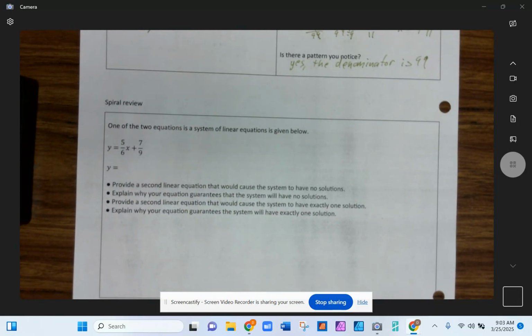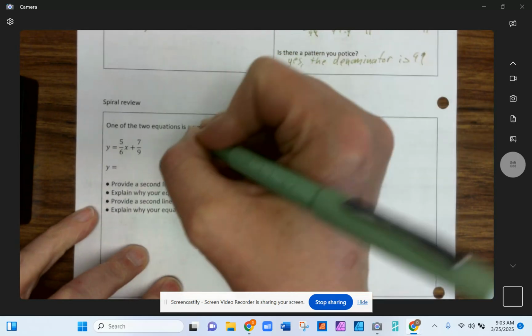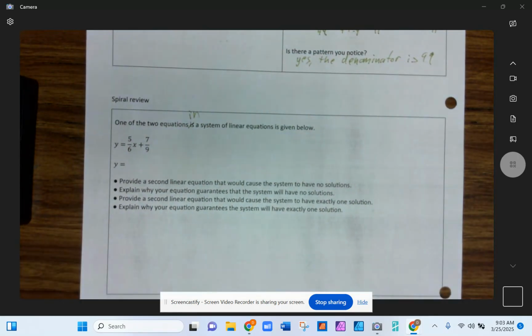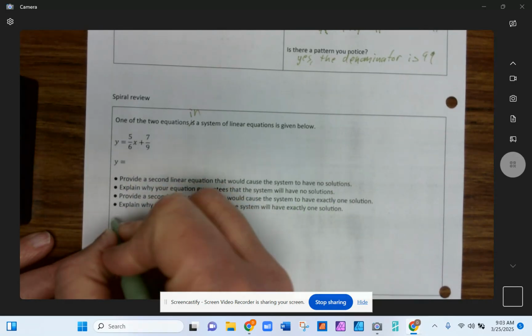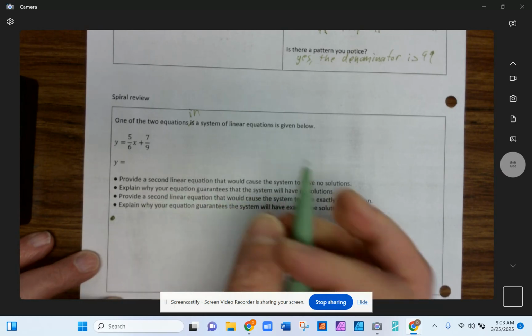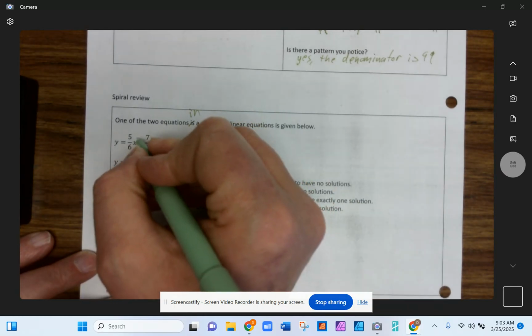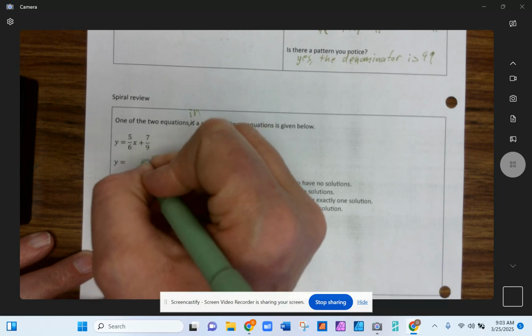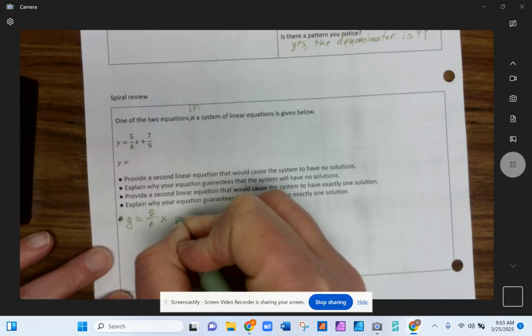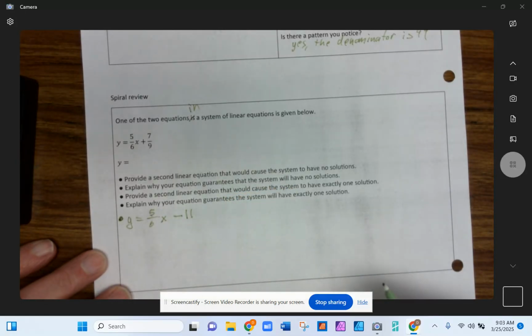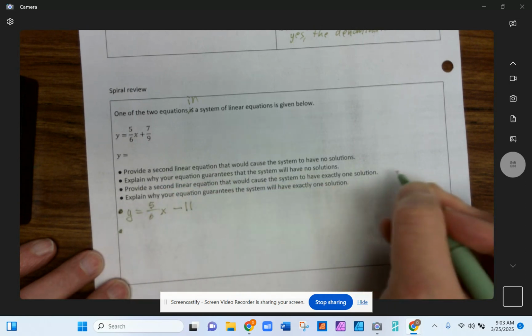One of the two equations in a system of linear equations is given below. Provide a second linear equation that would cause the system to have no solutions, right? So no solutions, remember, would be lines that don't cross, would be parallel. So the idea here is that you would want to keep the same slope, but have a different y-intercept. So for the first one, it's got to have that same slope, but literally any other number would do it, okay? And so then explain why.